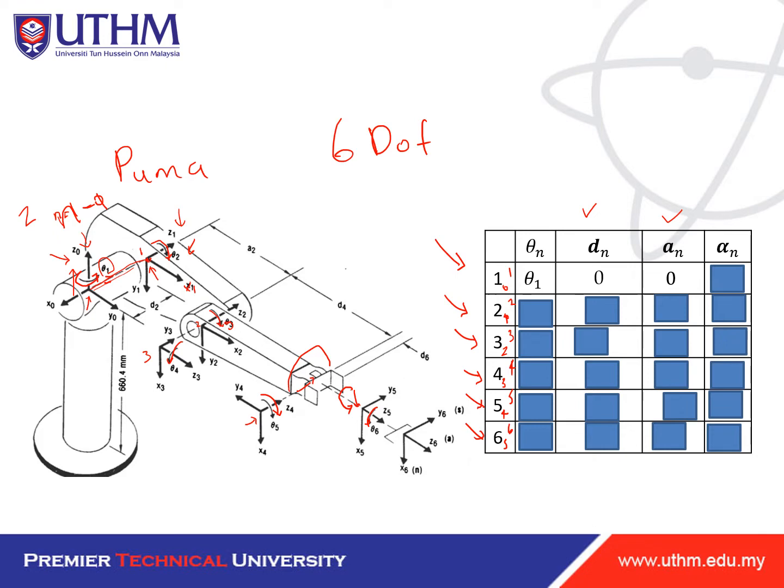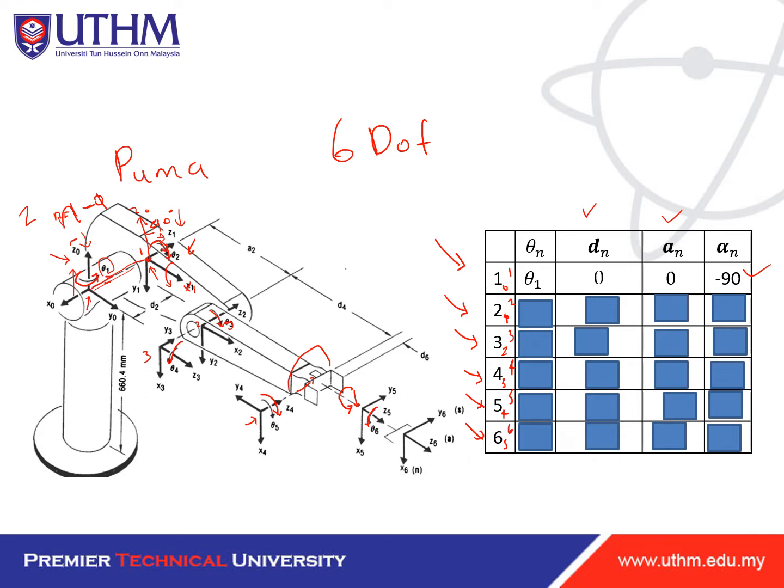Finally, is alpha 1. Alpha 1 is the rotation about the x1 axis. So we want to rotate this way. So this is the positive rotation. So we want to rotate so that the Z0 will be the same as Z1. So the Z0 is this way, and Z1 is like this. So we need to rotate in a negative way. So it is negative rotation, negative 90 degrees. So we get negative 90 degrees for alpha 1. Now we're going to solve the other parts.